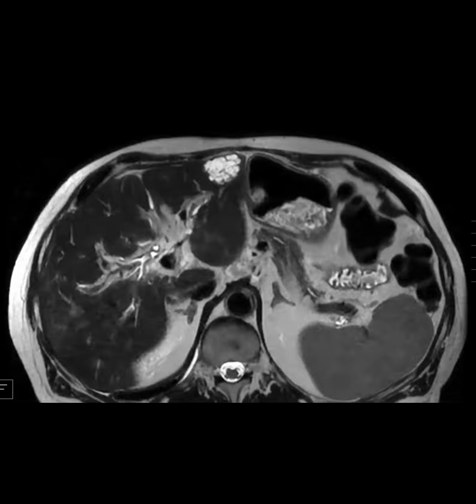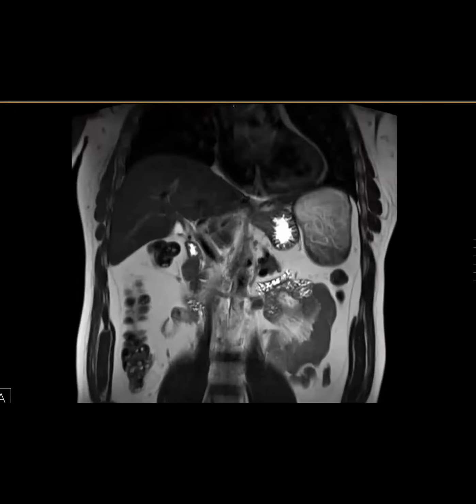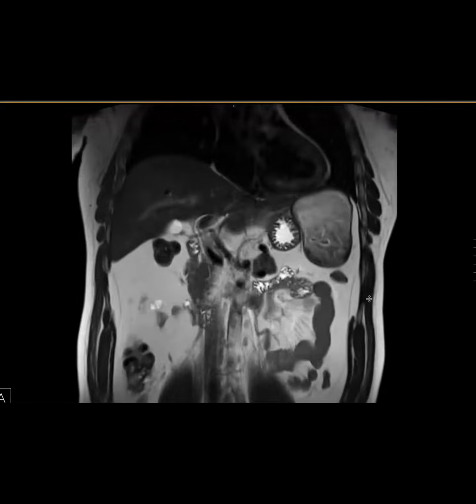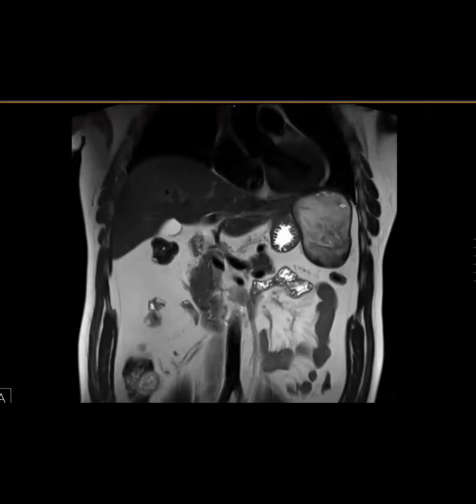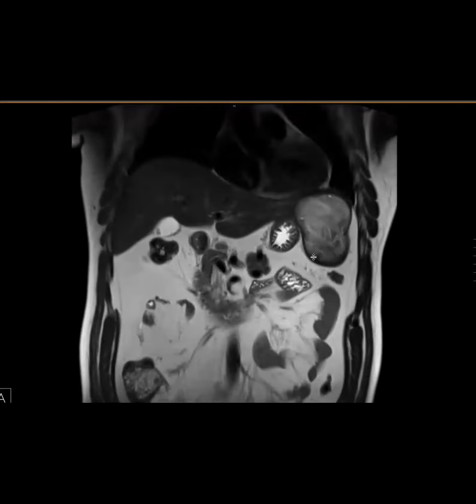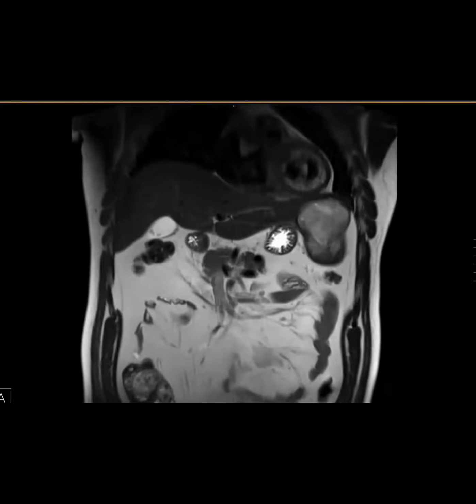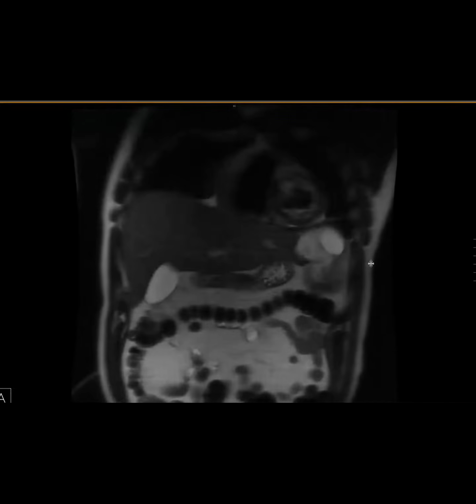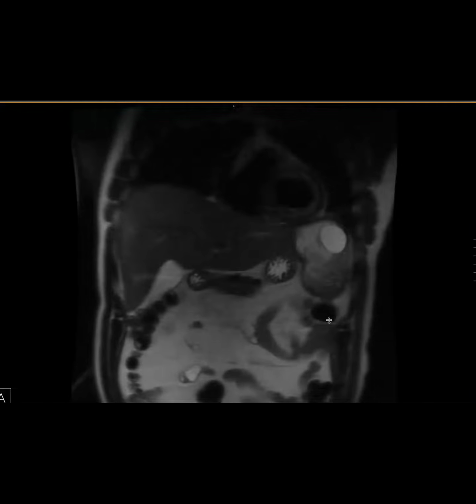Okay, can you pause? Here's another case. So here's this one. Let me just direct you. And this is a study from 2 years prior.